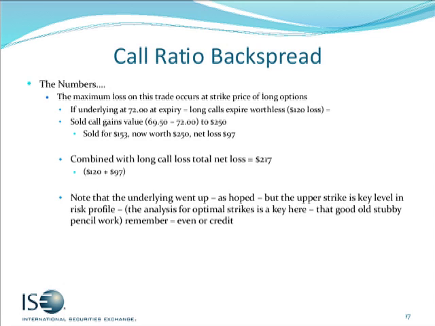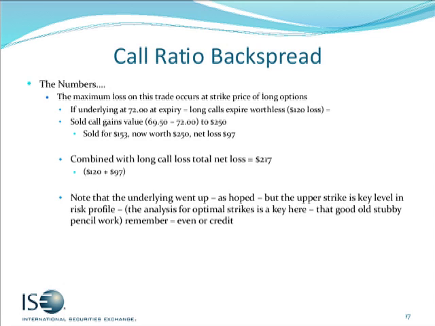But if the underlying goes to 72, which is the strike price of our long option, the long calls expire worthless. Just remember, intrinsic value: it's either worth something or it's not. And at 72, it's zip. So it's a $120 loss. However, the other side of this, the short option, actually gains in value as well. So from 69.50 to 72, it's now worth $250 in intrinsic value. So we lost 97 on that trade as well. Combined with the long call, total net loss is $217, 120 plus 97.